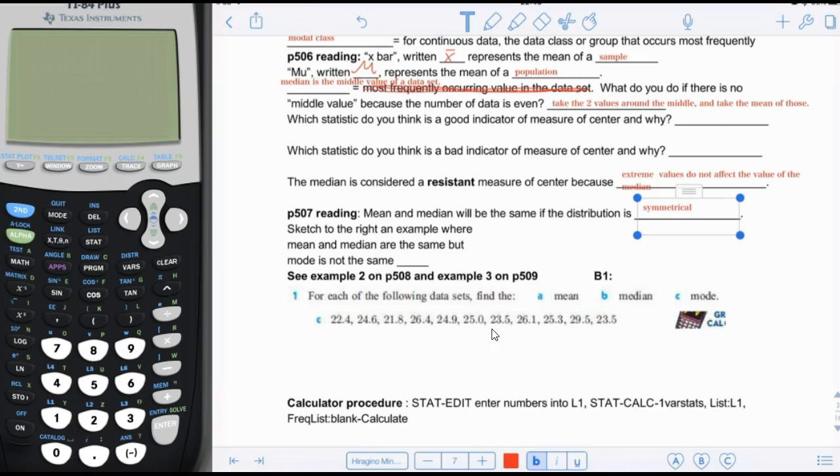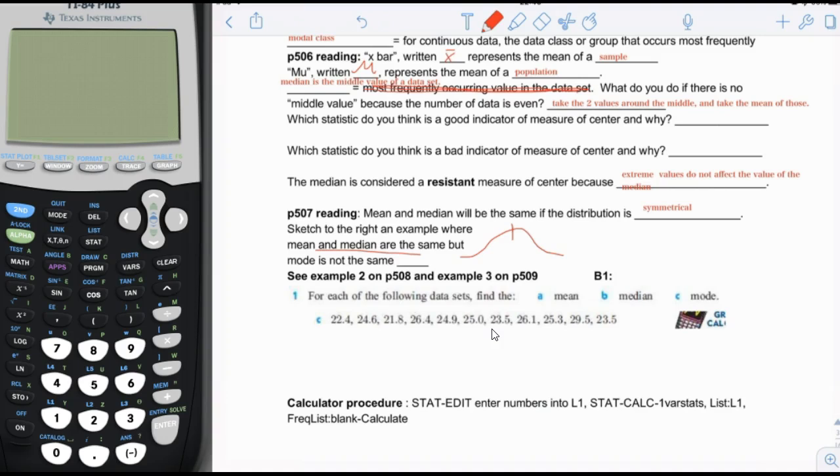Okay. So sketch to the right an example where mean and median are the same, but mode is not the same. Remember, mode is like the high point of the graph. Normally you think of a symmetrical distribution graph kind of like that. In this case, the mode is here, the mean is there, and the median is there because it's symmetrical.